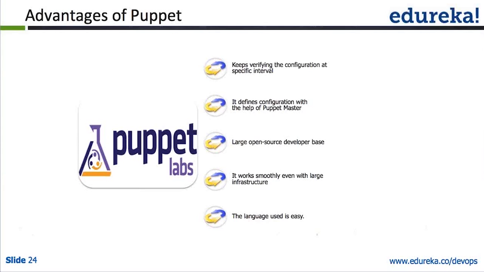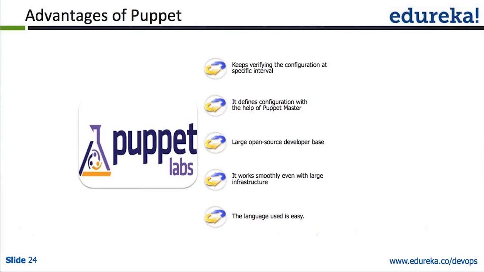We talked about it. It has a large open source developer base. I think some of you had questioned whether this is a licensed one or open source. So this particular line answers that: it's open source, and of course, since it is open source, you have a large developer base who constantly work on improving what we have in Puppet today.